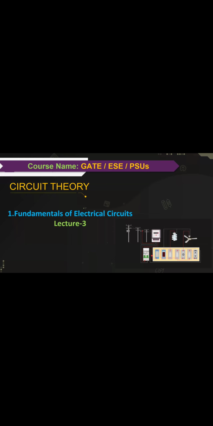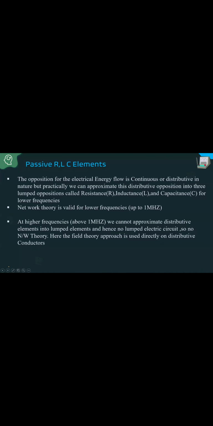Continuation of network theory, that is circuit theory, with respect to chapter 1, that is fundamentals of electrical circuits. I'm going to start lecture 3. In the previous session, I discussed what exactly Ohm's law is and what the limitations of Ohm's law are.